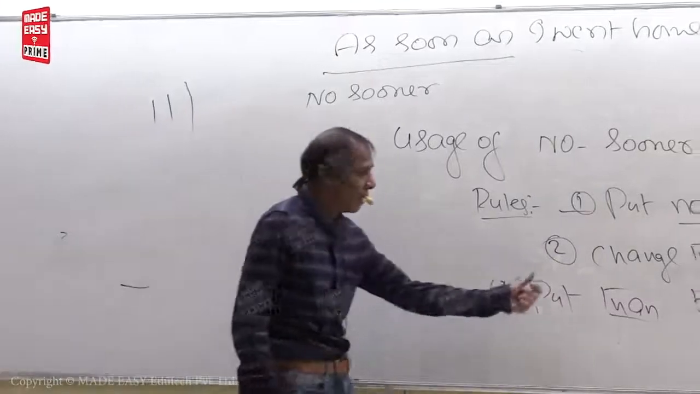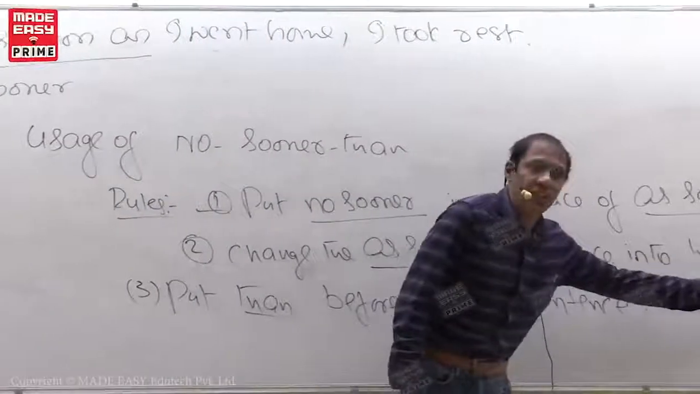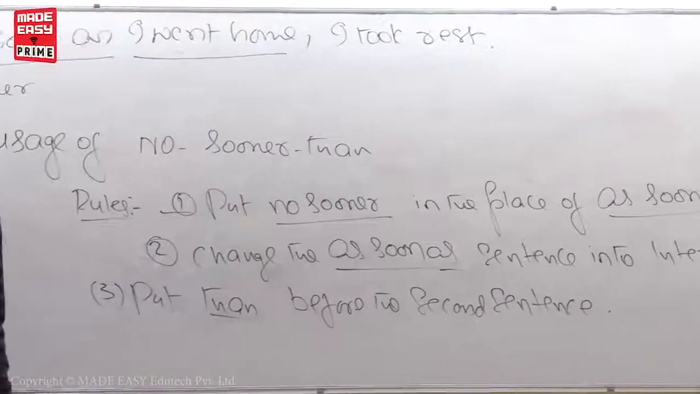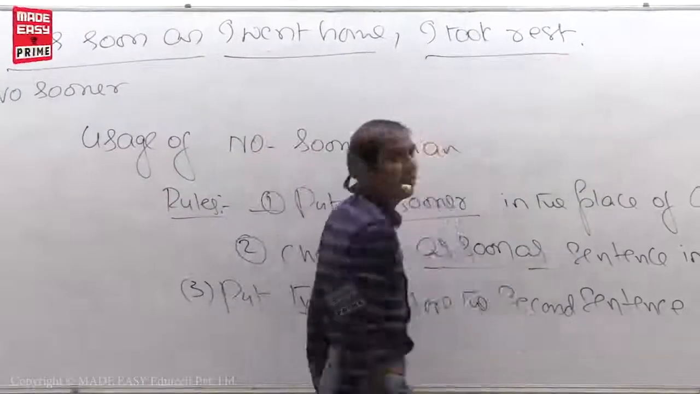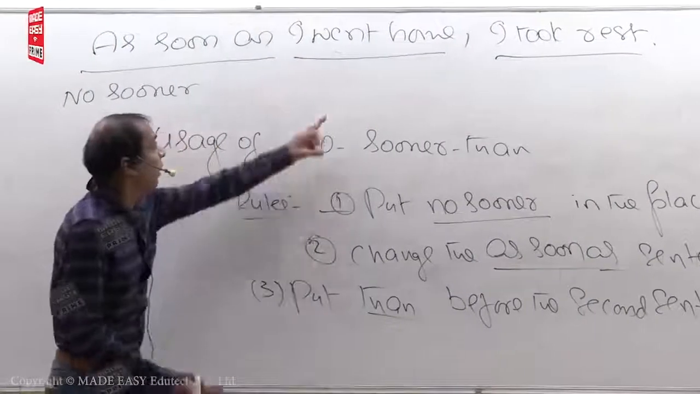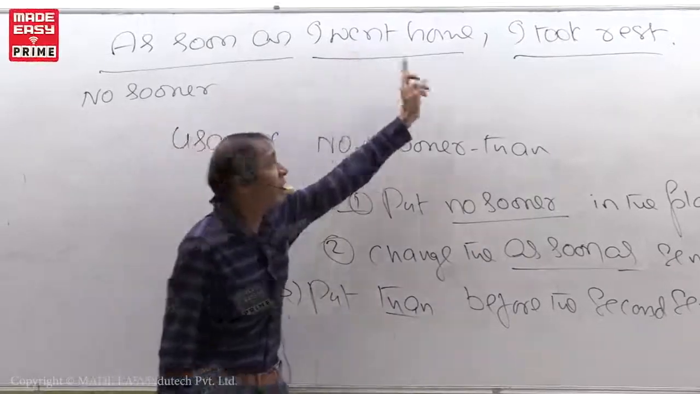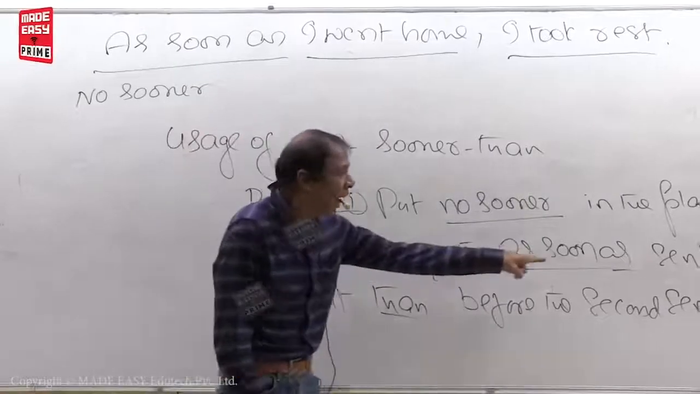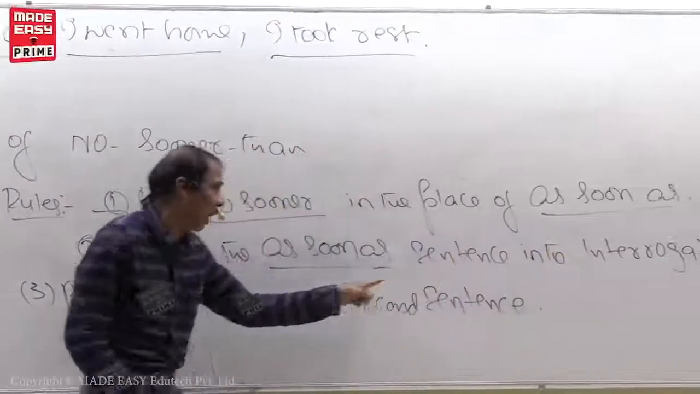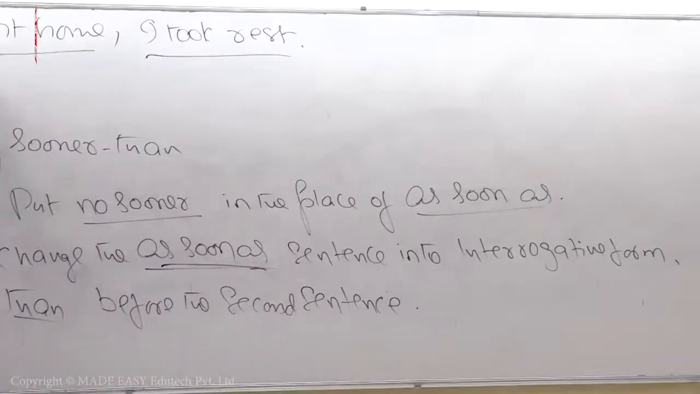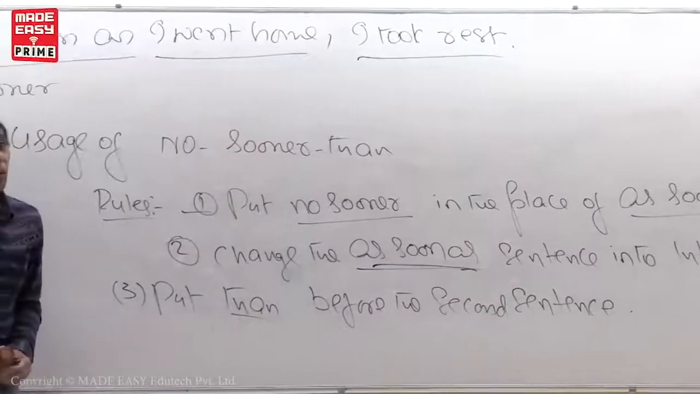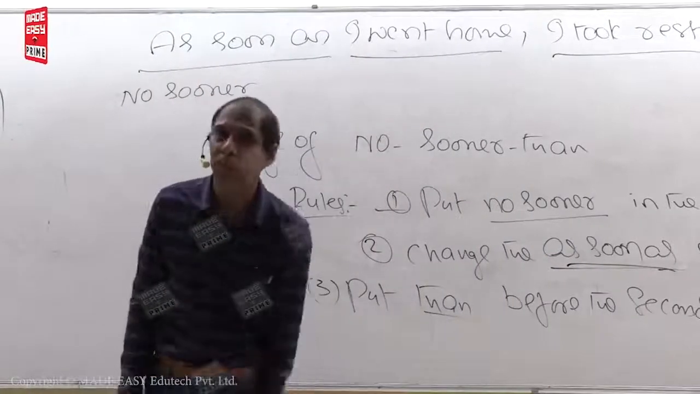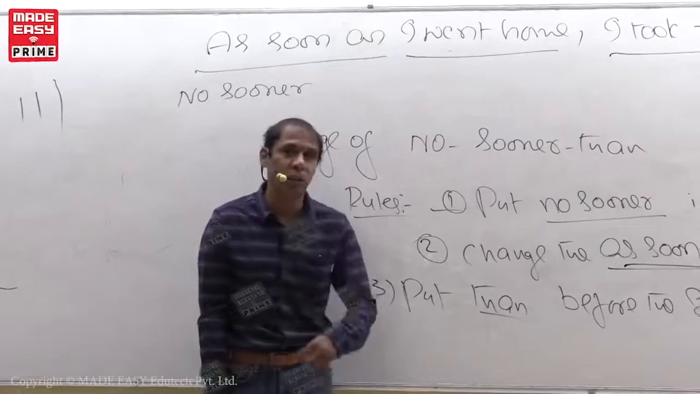Right? Next, change the as soon as sentence into interrogative form. See, I went home: this is the as soon as sentence. I took rest: this is the general sentence. What is rule number 2? Change the as soon as sentence into interrogative form. What do you have to do? Change this as soon as sentence into interrogative form. I told you already, basic.